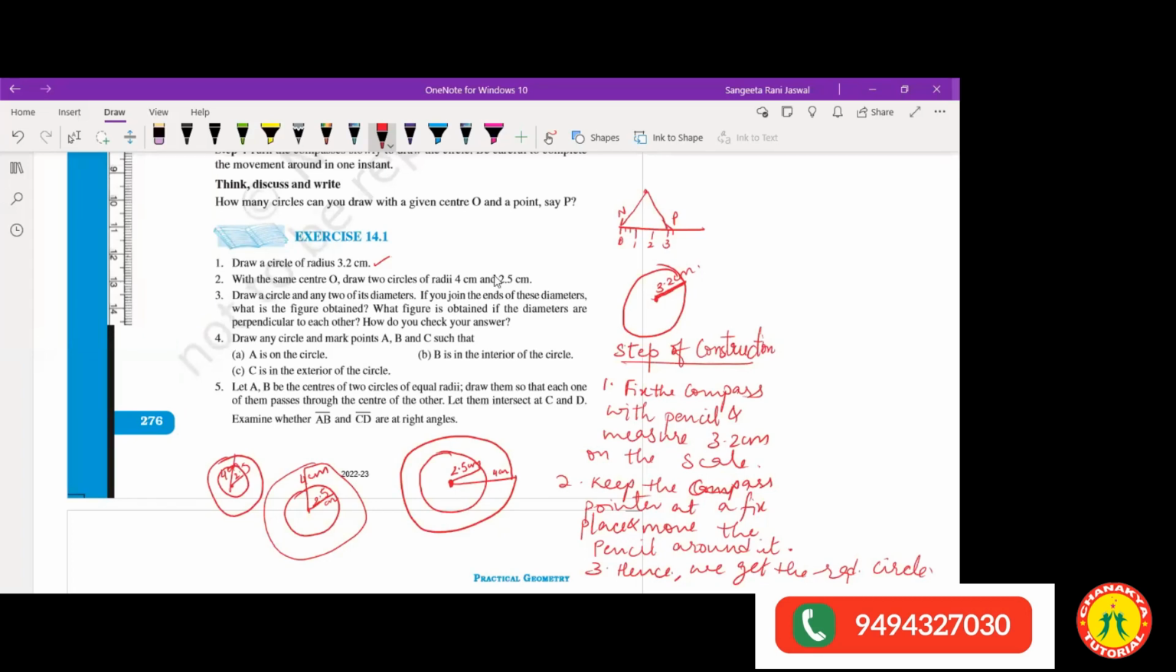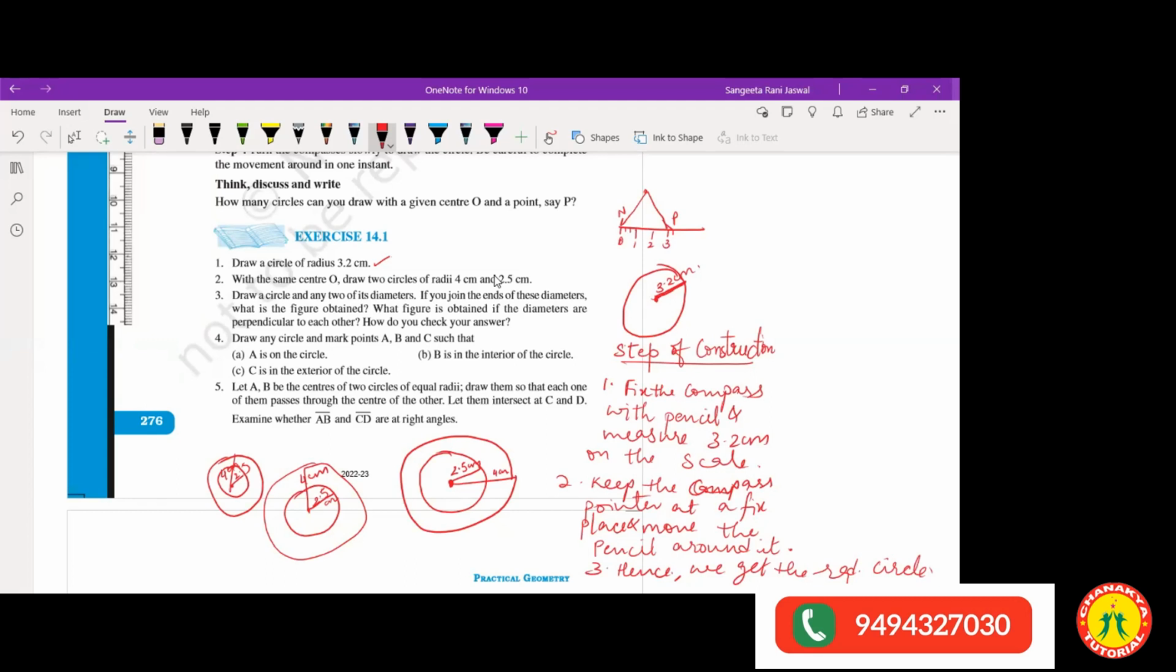Steps of construction, it's written here. See the screen here. Is the screen visible to you? See the first step. When we made this circle with radius 3.2 centimeters, fix the compass with pencil and measure 3.2 centimeter on the scale. Same way for this figure, you need to measure 2.5 centimeter on the scale. Keep the compass pointer at a fixed place and move the pencil around it. And here you get the circle with radius 2.5 centimeter. Okay, this much is done for the first circle.